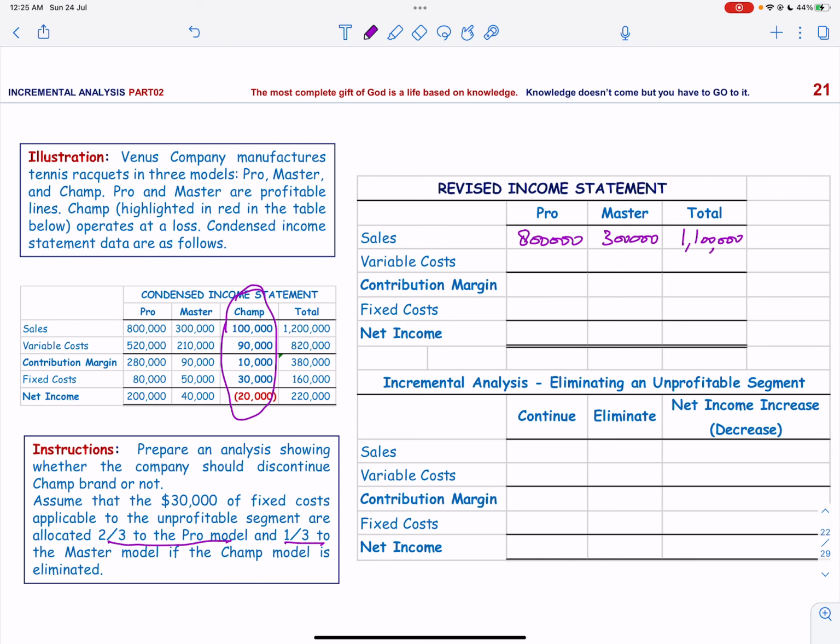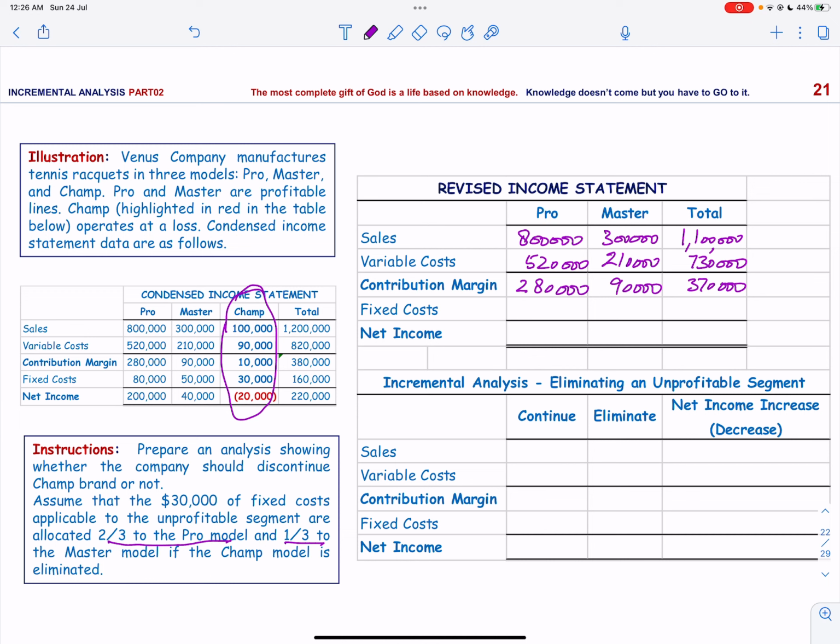The variable cost is 520,000 and 210,000, so the total variable cost will be 730,000. And the contribution margin, sales minus variable cost, will be 280,000 and 90,000, and 370,000.